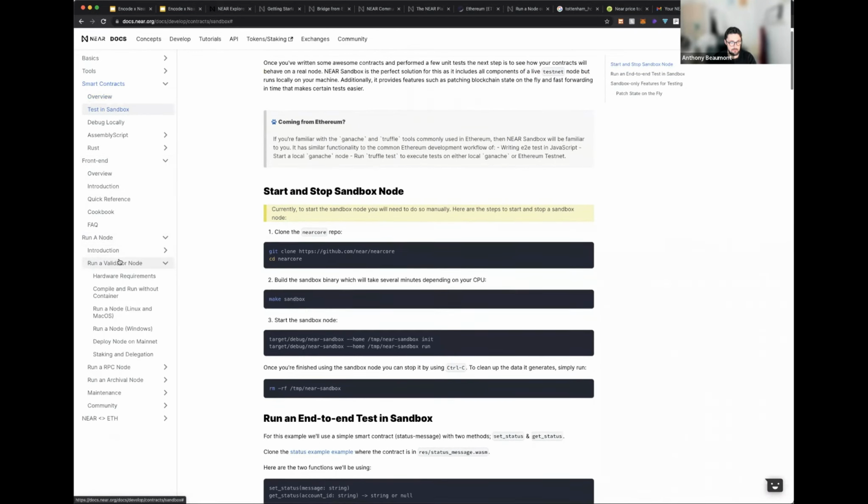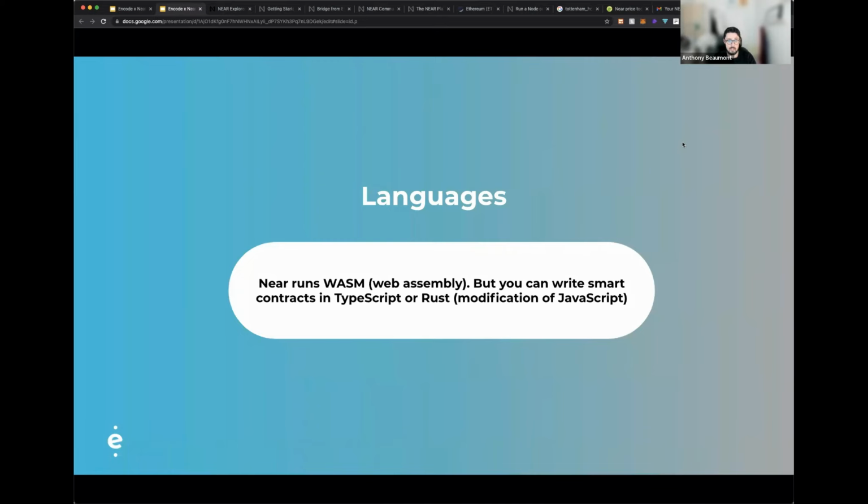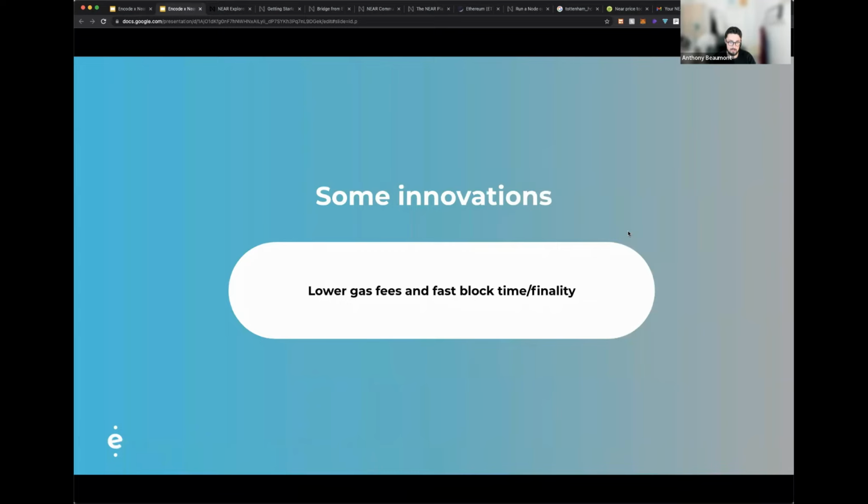By the way, here's all the code for running a node for anyone who wants to have a look. So we won't do that. But anyway, you can write it in TypeScript, which is very much like JavaScript. Sorry, you can see I added the Rust bit very late. That is completely poor grammar. You can write it in TypeScript, which is a modification of JavaScript, or Rust, which are very obviously familiar for anyone that's done either of those languages. In general, we've got lower gas fees as a result of sharding.